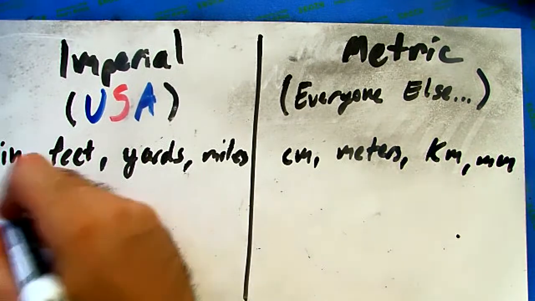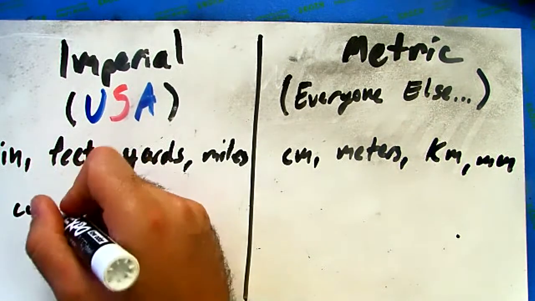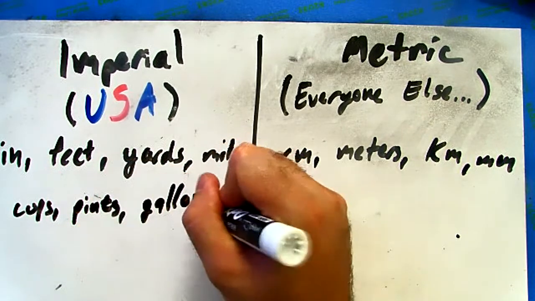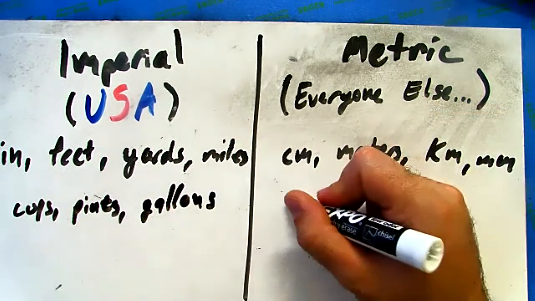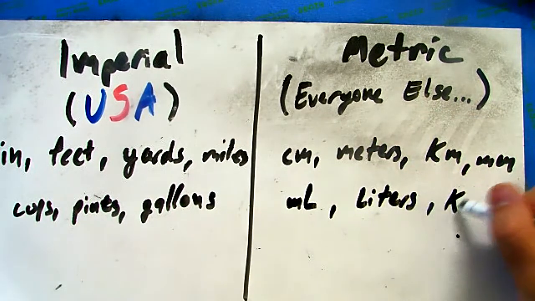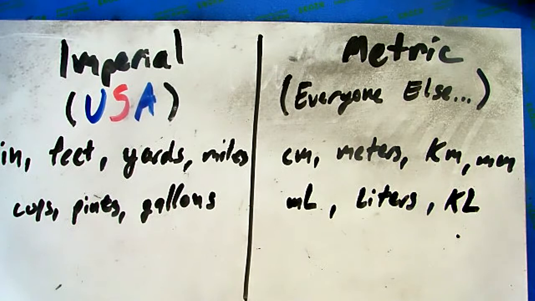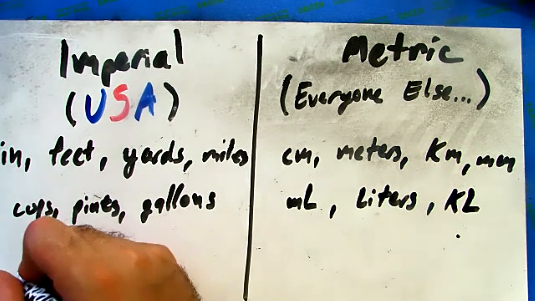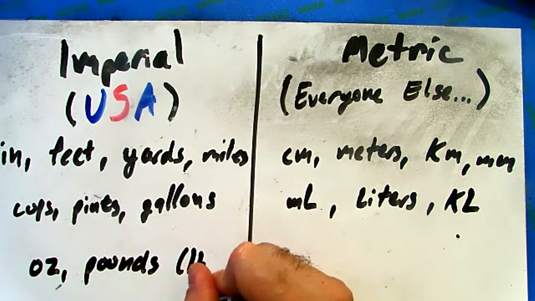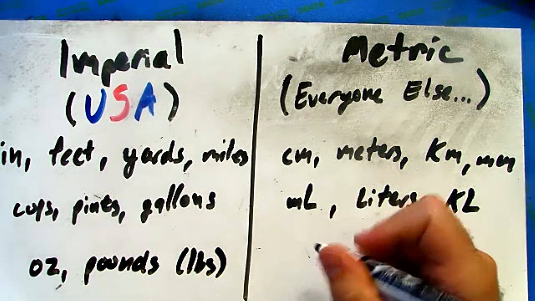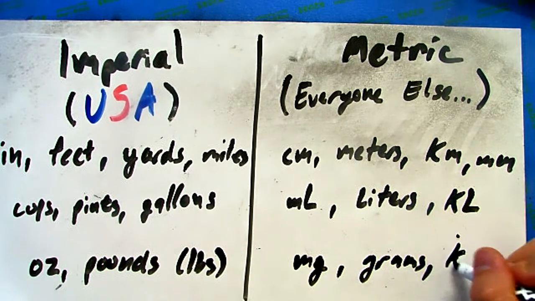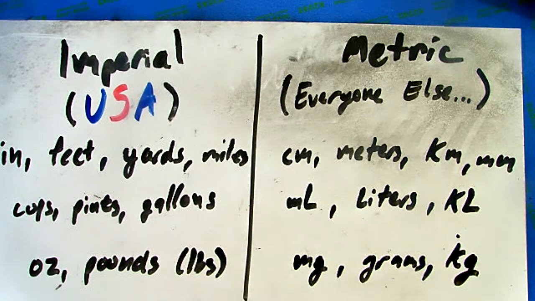We use, for volume, things like cups, and we use pints and gallons, like gallons of milk. Everybody else uses milliliters, liters, and kiloliters. For the last one, for weight, we use ounces and we use pounds, which we call LBS sometimes. Everybody else uses milligrams, grams, and kilograms.